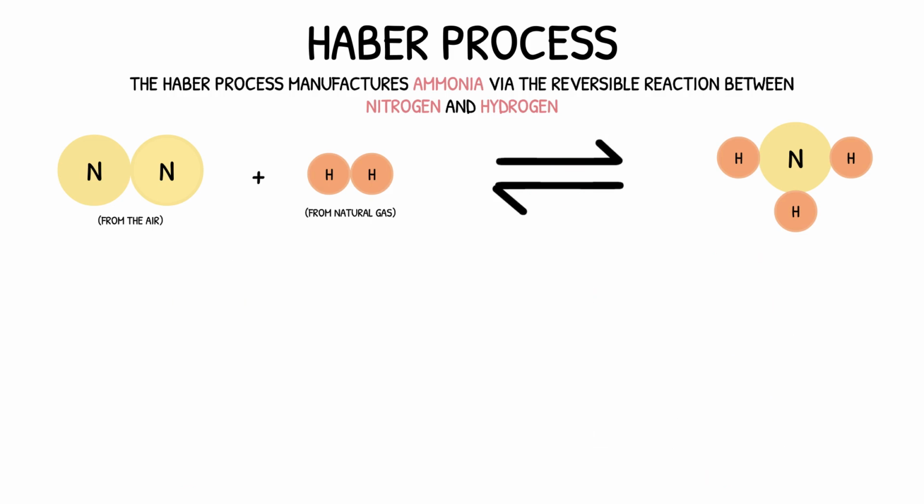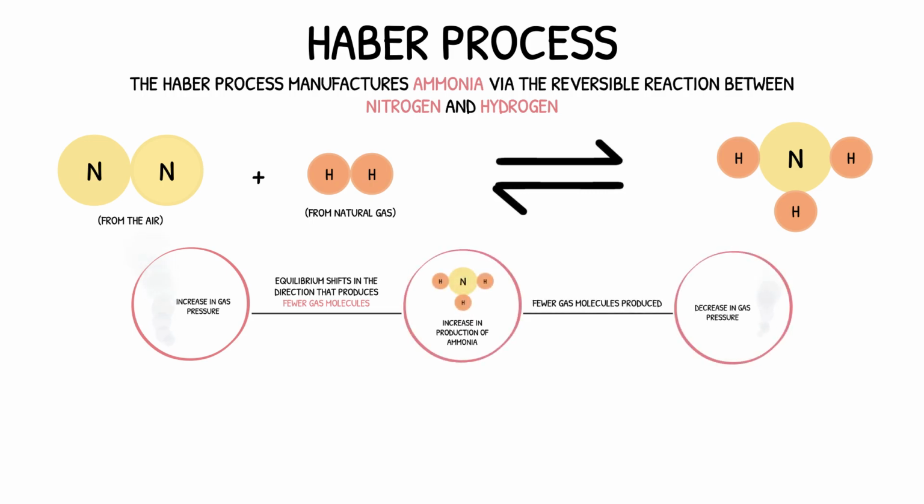Similar changes are observed when the gas pressures of the reaction are changed. When the gas pressures in the system are increased, the equilibrium of the reaction will shift in a direction that produces fewer gas molecules. During the Haber process, this would mean a shift in the forwards reaction, therefore producing more ammonia.